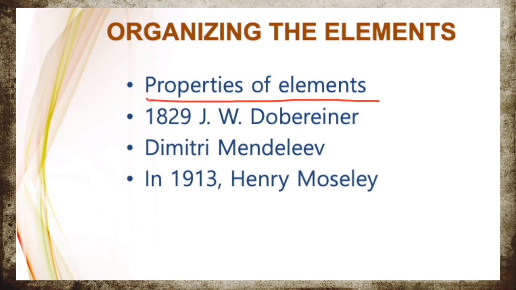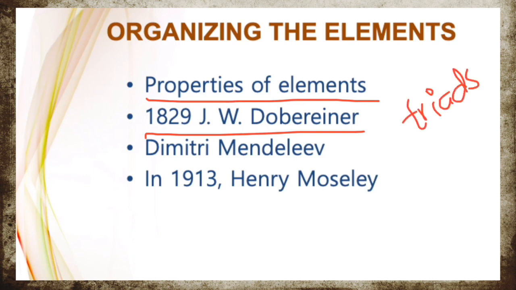In 1829, J.W. Dobereiner arranged these elements into triads. What does triad mean? These are groups of three elements with similar properties. One element in each triad had properties intermediate of the other two elements. By the mid-1800s, about 70 elements were known to exist.